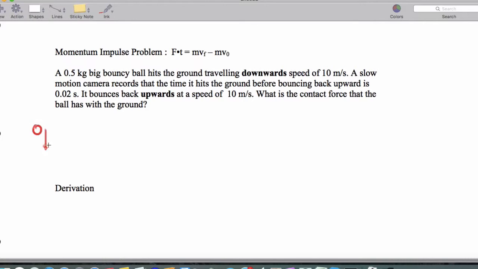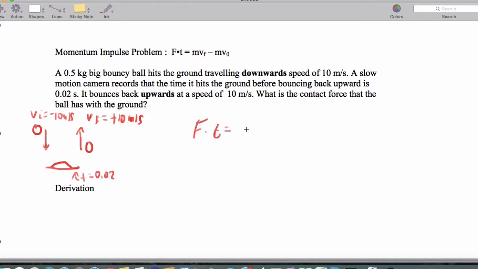So we have the ball going down this way, and then it hits the ground, and then it bounces back up this way. So what we'll say is that here the initial is negative 10 meters per second, and here the final is plus 10 meters per second. And this time of contact is 0.02 seconds. So we want the contact force that the ball has with the ground. This is a straightforward problem.